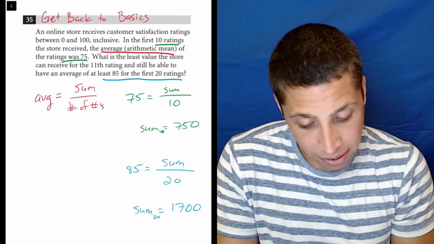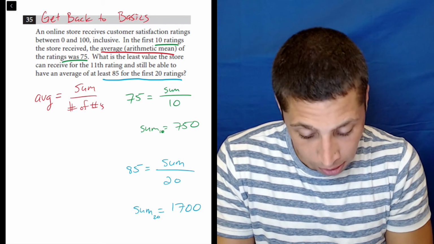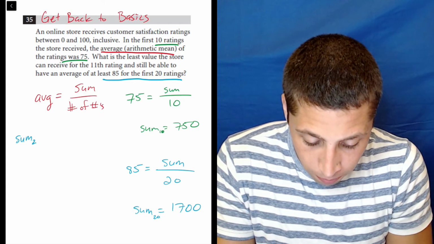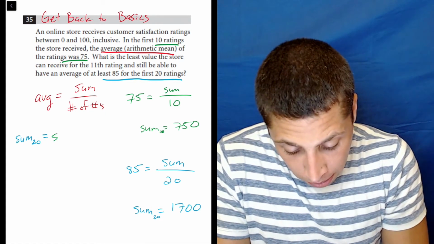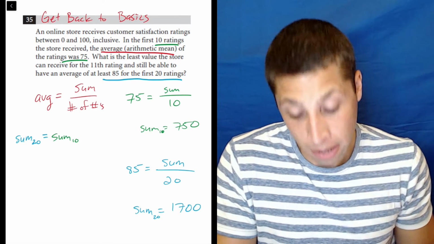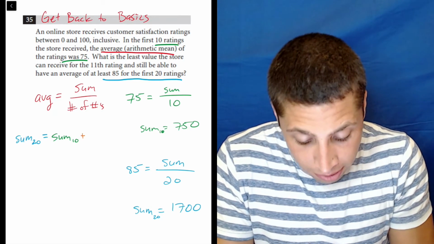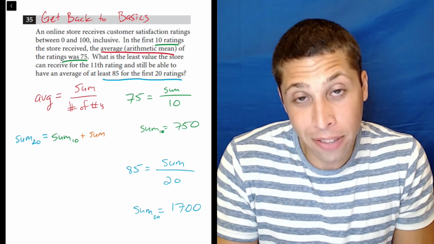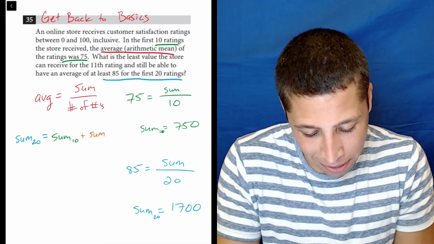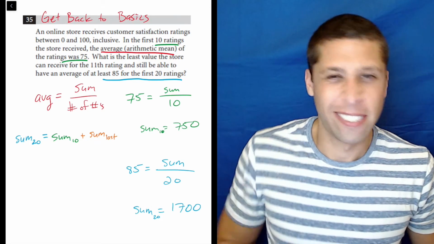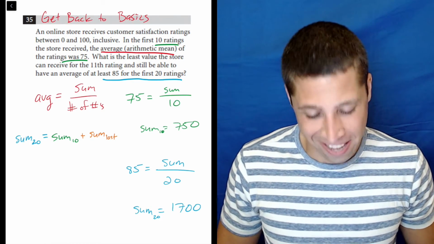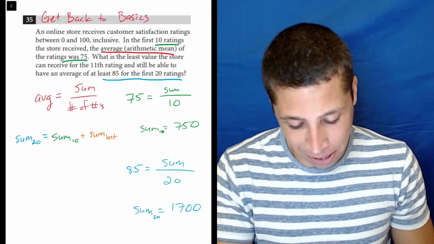So basically here, let me write it in blue to make it really clear. The sum of the 20 ratings is equal to the sum of the first 10 ratings plus the sum of the last 10 ratings. How can I write this? How about sum, sum last? It's getting a little mathy with all these subscripts, but I think it's pretty clear with the colors.